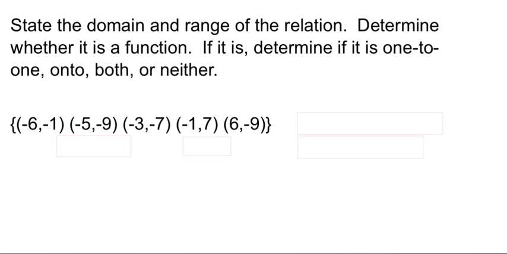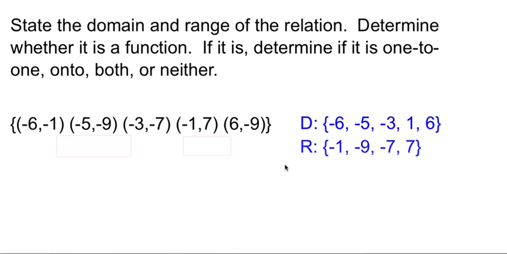So they're going to ask us to decide what the domain and range are for a given relation, decide if it's a function or not, and then decide what kind of function it is. Well, domain and range should be easy, because we remember how to do that. Domain is all the x's, so -6, -5, -3, -1, and 6. The range is all of the y's, -1, -9, -7, and 7. I did not name the -9 the second time because it's already been named.